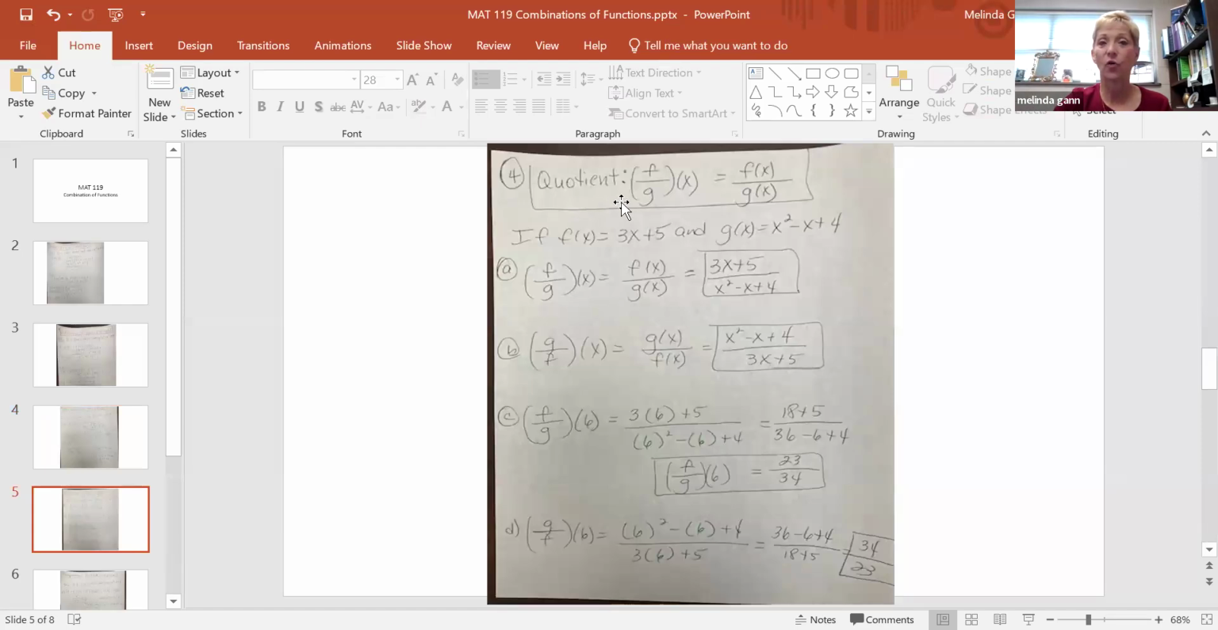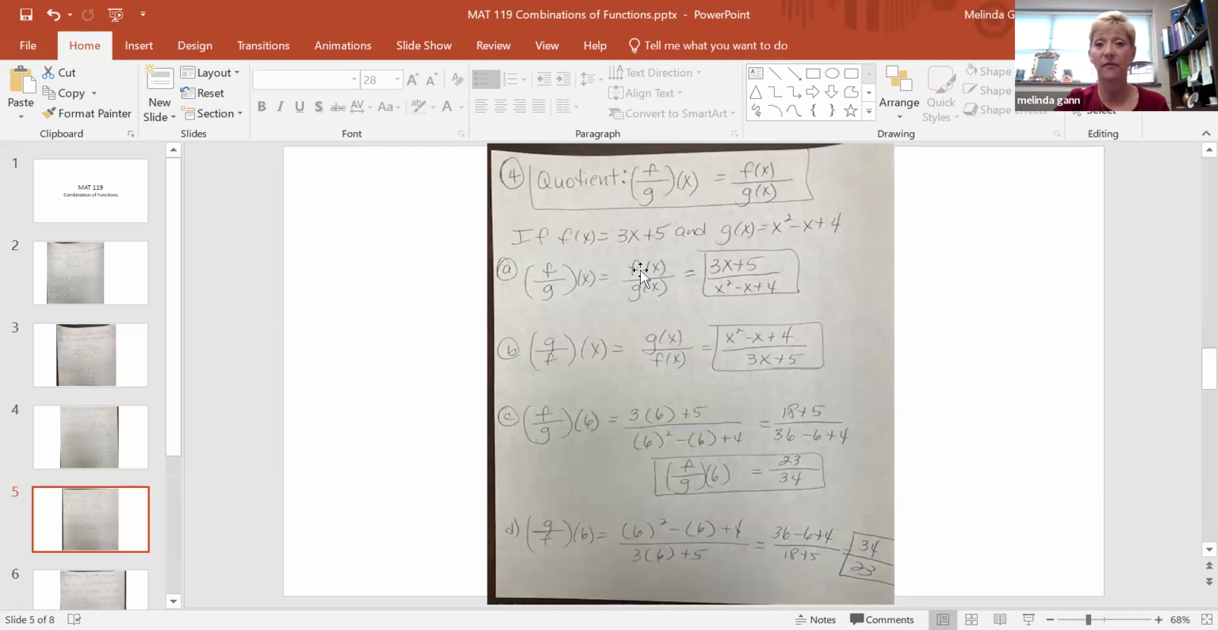So what if they have a quotient? What if they have f divided by g at x? Well, that's f on the top here, so f's got to be on the top there. g's on the bottom there, so g's got to be on the bottom there. So same f of x, same g of x. So what would f divided by g of x look like? Well, it'd be the top one divided by the bottom one.